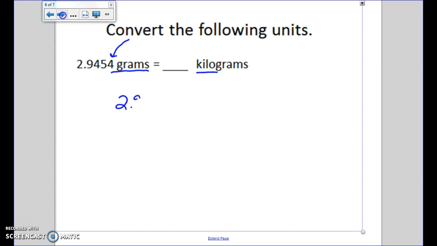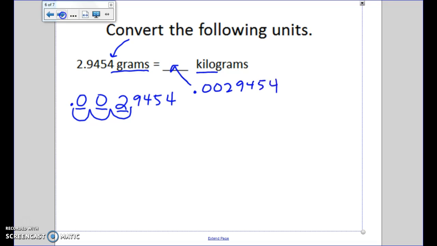So if I start with 2.9454 and I'm moving 3 places to the left, there's my decimal place for each spot that I move, though. These are significant digits. This is saying that I have 0 tenths and 0 hundredths, and now I have 2 thousandths, as well as the 9, 4, 5, and 4. So my answer for this one would be 0.0029454. This many kilograms is the same as 2.9454 grams. Okay, they're equivalent. It's the same amount, but they're written in different units.